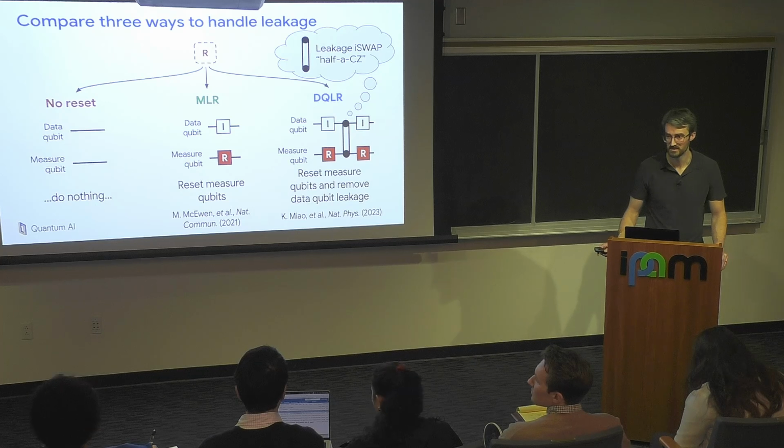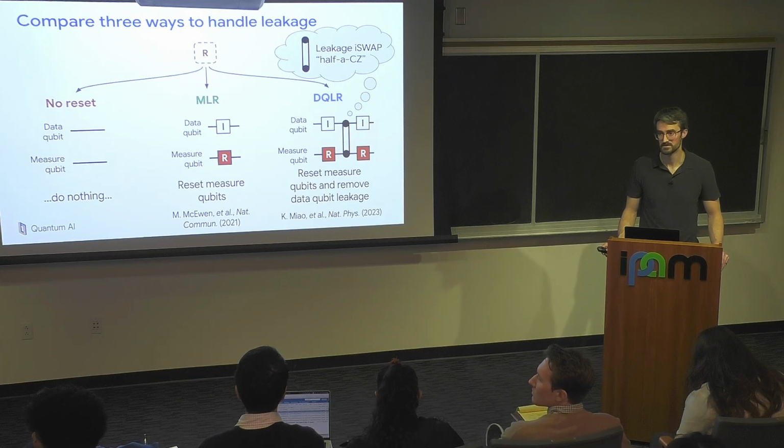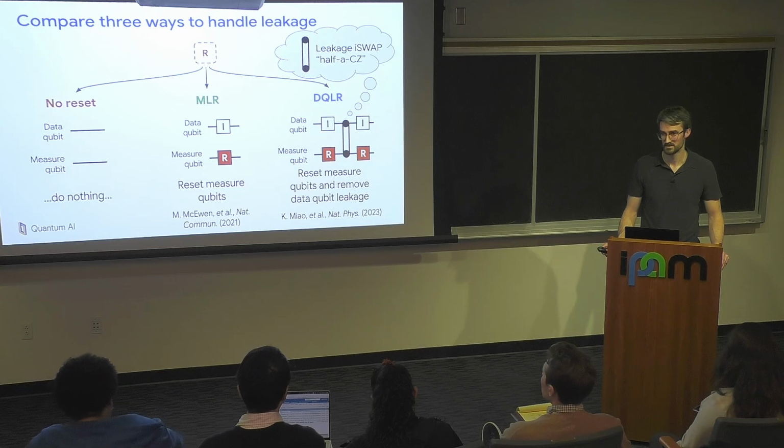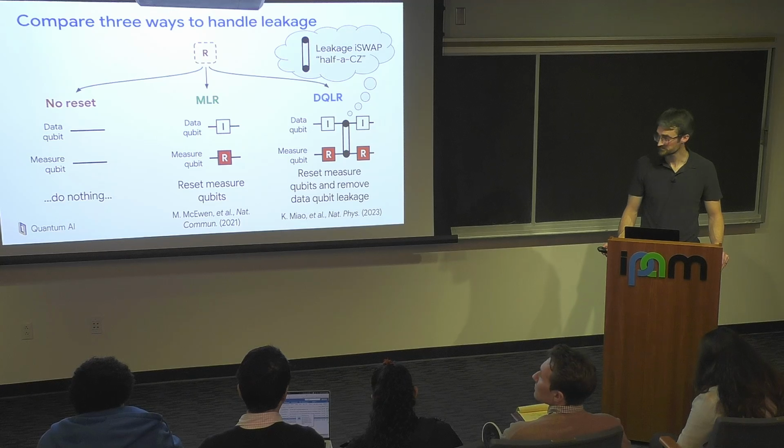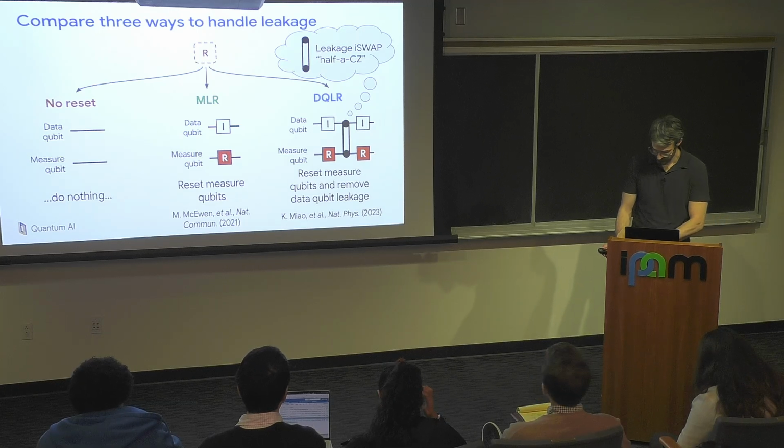Sorry, just a quick question. I was wondering what your procedure was for applying the DQLR: after every 2-qubit gate, or after every single-qubit gate, or while it's idling, and what are the differences when you do these different approaches and how they reduce leakage?